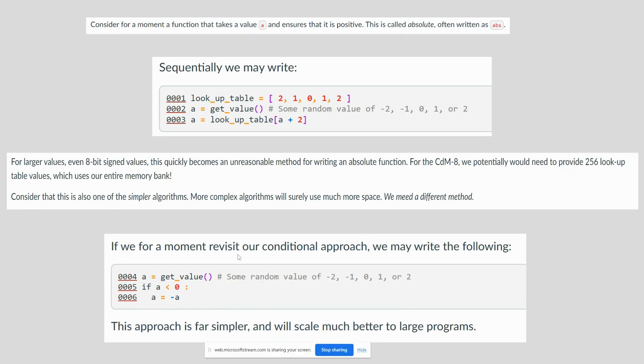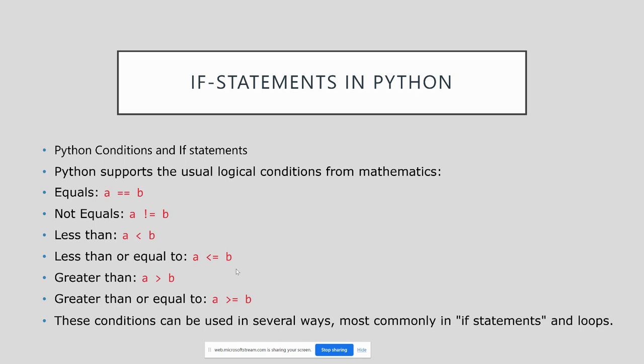So if we, for a moment, revisit our conditional approach, we may write the following. a equal get value, some random value. If a less than 0, a equal minus a. This approach is simpler and will scale much better to large programs. So, the if statement in Python: condition and if statement.